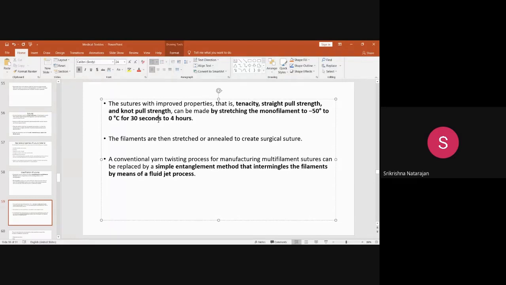I am explaining it in a very brief manner, because learning the manufacturing in detail is not the main thing here. So you just learn this at the basic level. The main thing is, for monofilaments you do the stretching and then heat setting, and for multifilaments you use the entangle method, where the filaments are intermingled using the fluid jet process to create a multifilament structure.